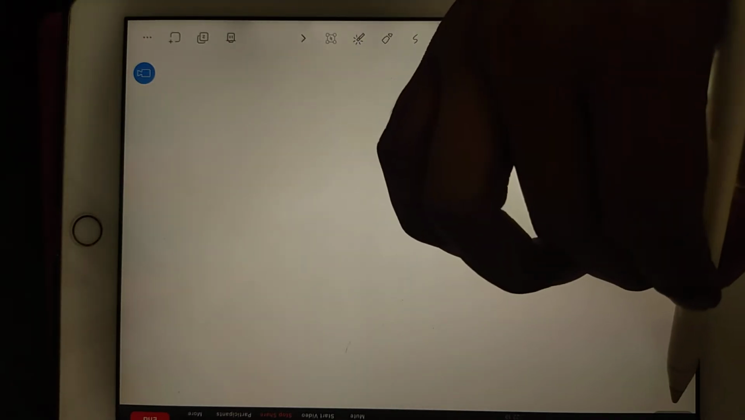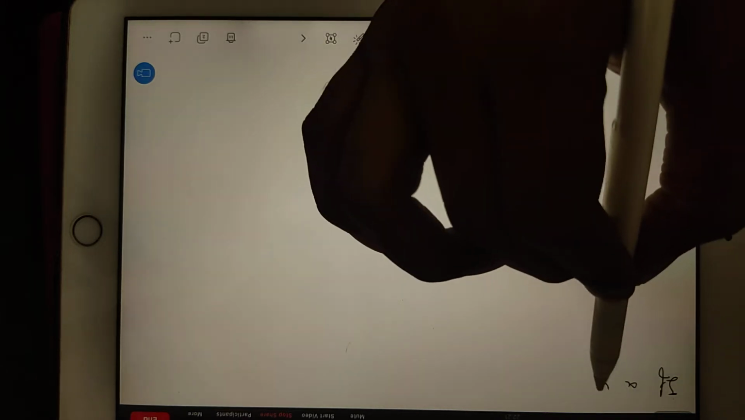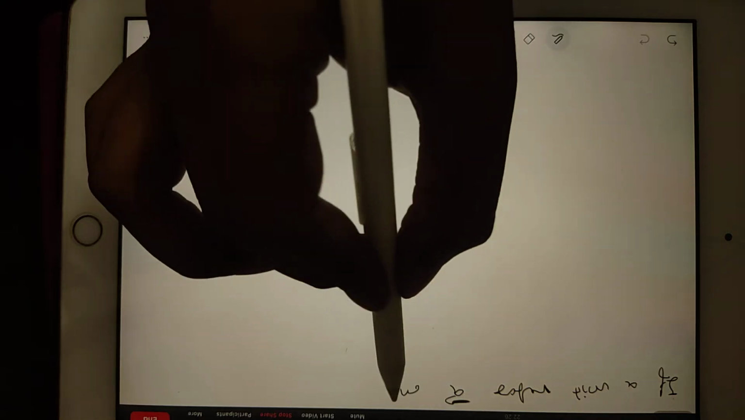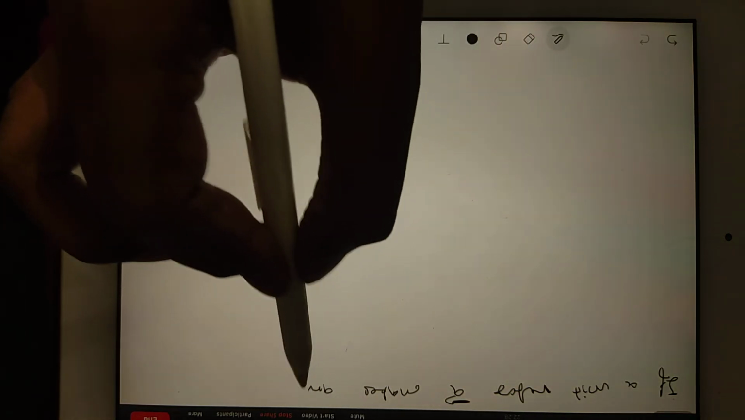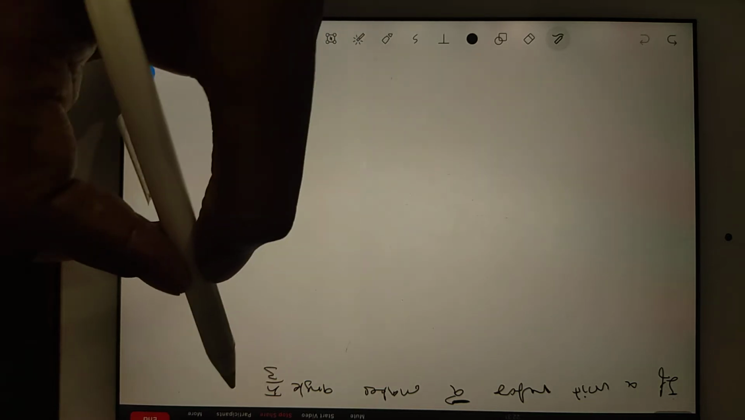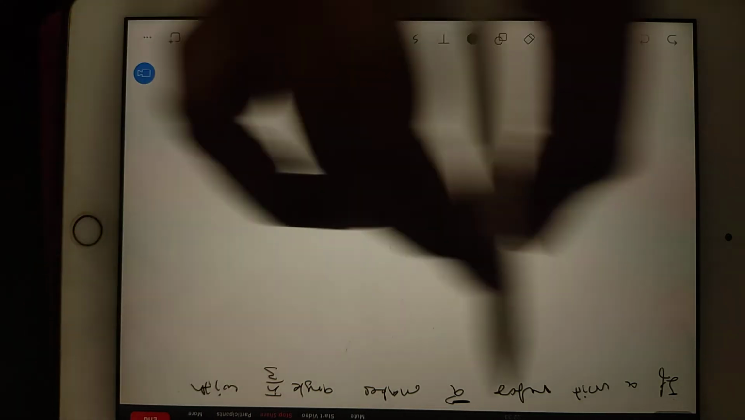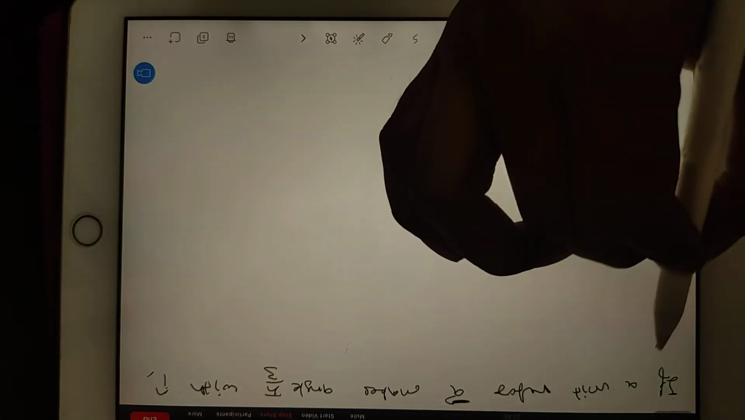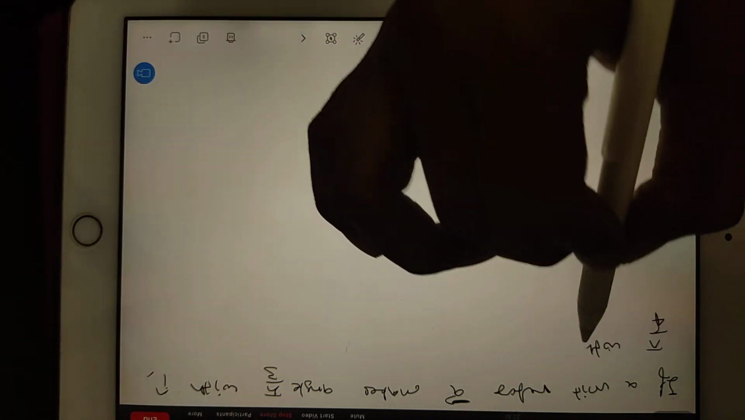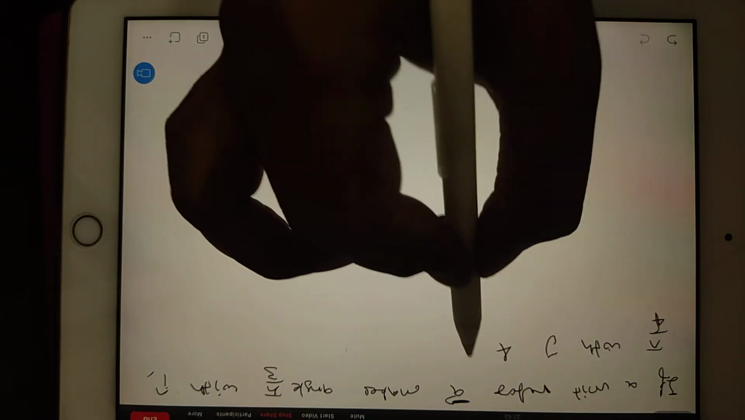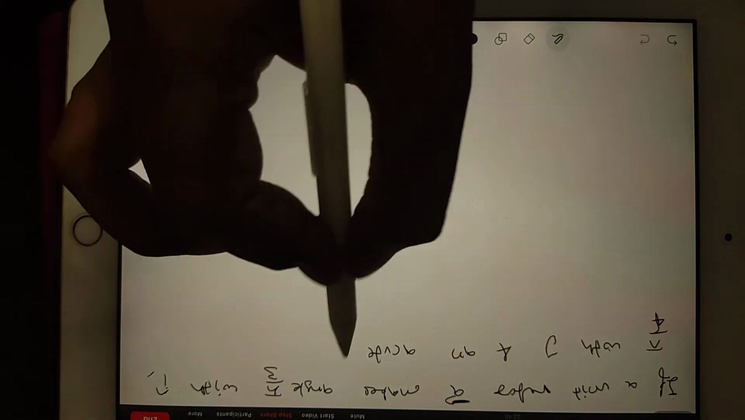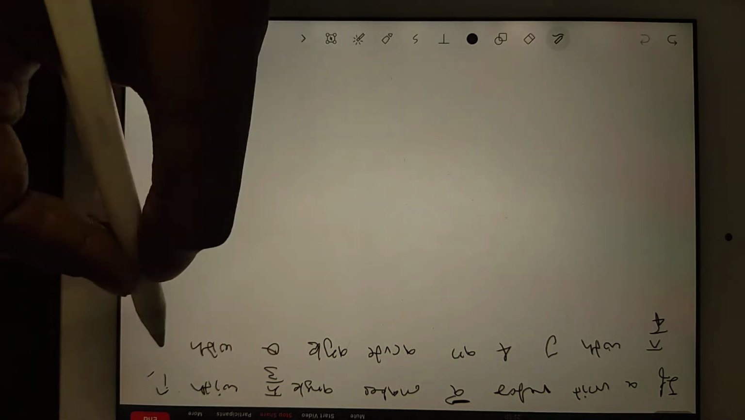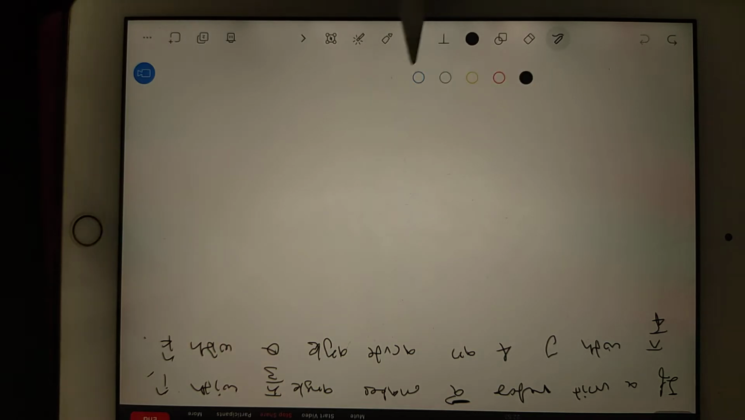Here you see the next question is, if a unit vector a makes angles pi by 3 with vector i, and pi by 4 with j, and an acute angle theta with vector k. Okay, make sure what they are.